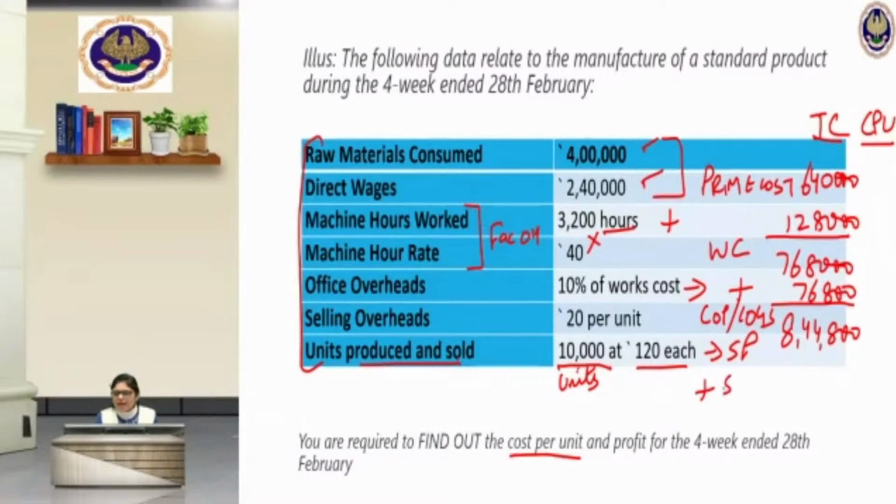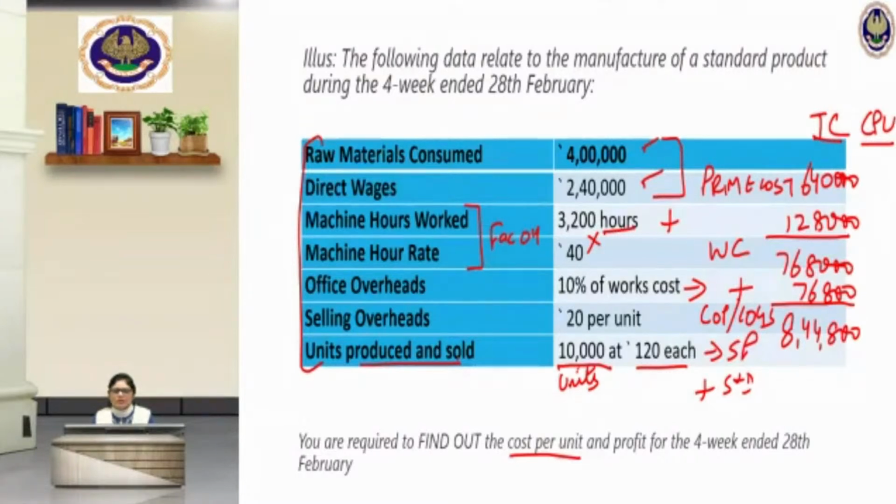To this, we add selling and distribution overheads, which are absorbed as 20 per unit. 20 per unit of units sold always. Selling and distribution, if it is absorbed on unit basis, it will be absorbed on units sold, whether it's given in the question or not. Selling and distribution overheads will always be absorbed on units sold. Clear? If nothing is mentioned, you have to absorb on units sold. Units produced and units sold are the same in this question because there is no closing stock.